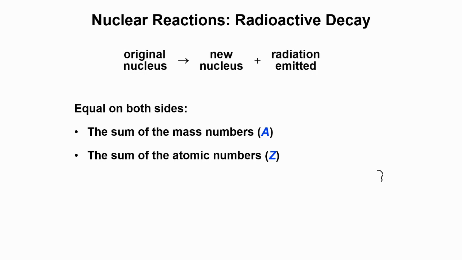The sum of the atomic numbers have to add up on the right side and the left side. And this is pretty straightforward. People get confused with negative numbers. And part of the problem in ALEKS is that you have to figure out the particle that's missing. So that sometimes is a little bit tricky too.